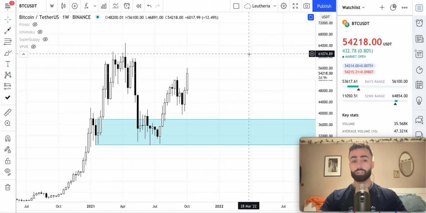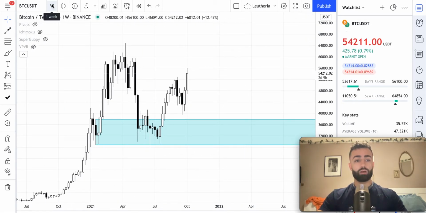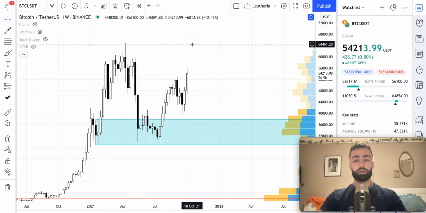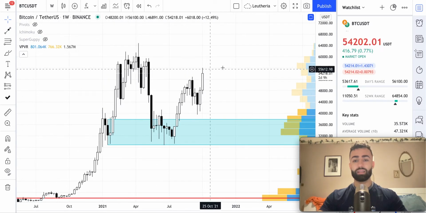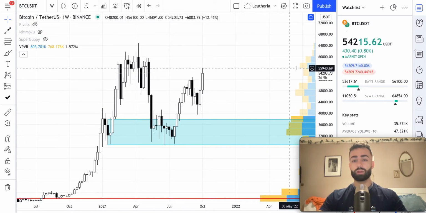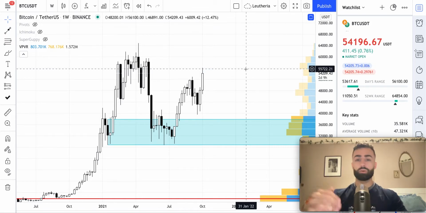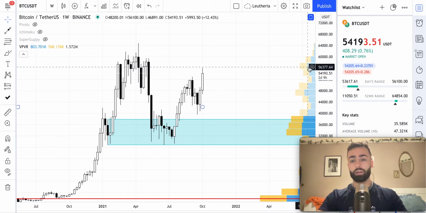So if we look at this from a VPVR indicator standpoint, this is an indicator that gives you horizontal volume levels, and the farther they are out, the more volume there is at that level, meaning the more buying or selling volume will be needed to push through one of those nodes.